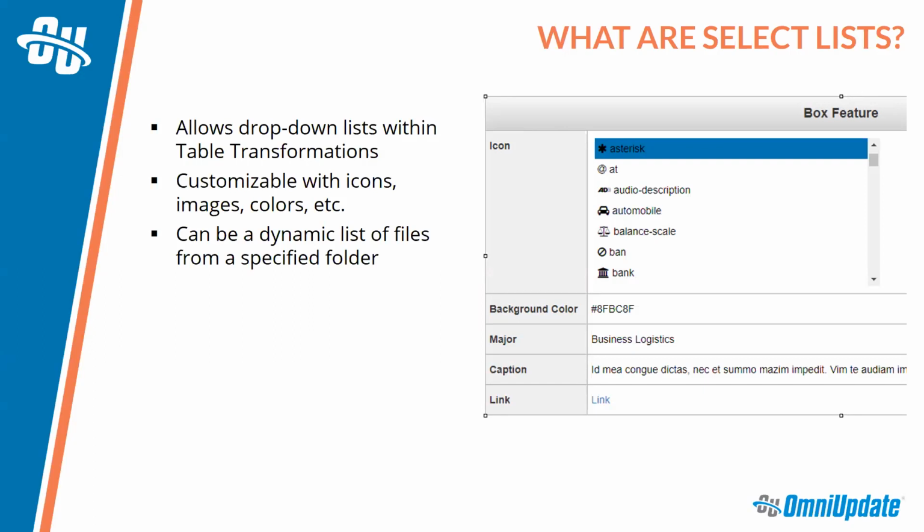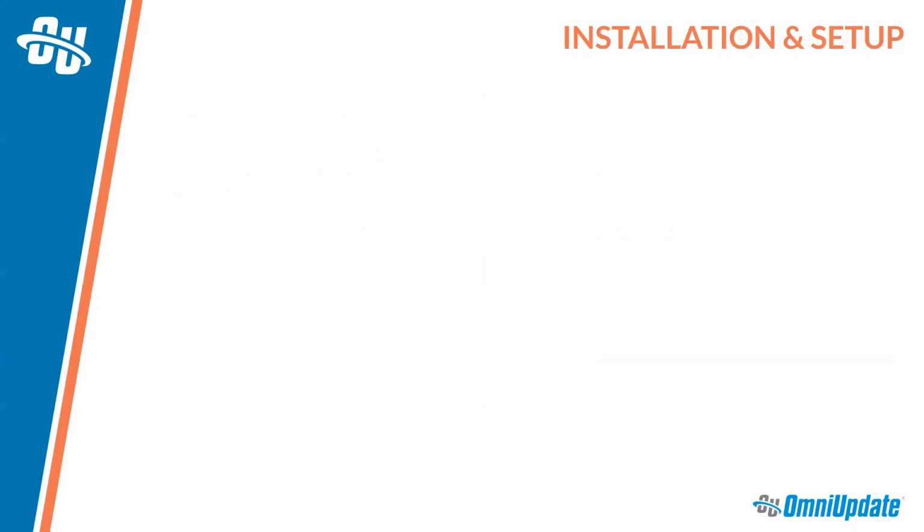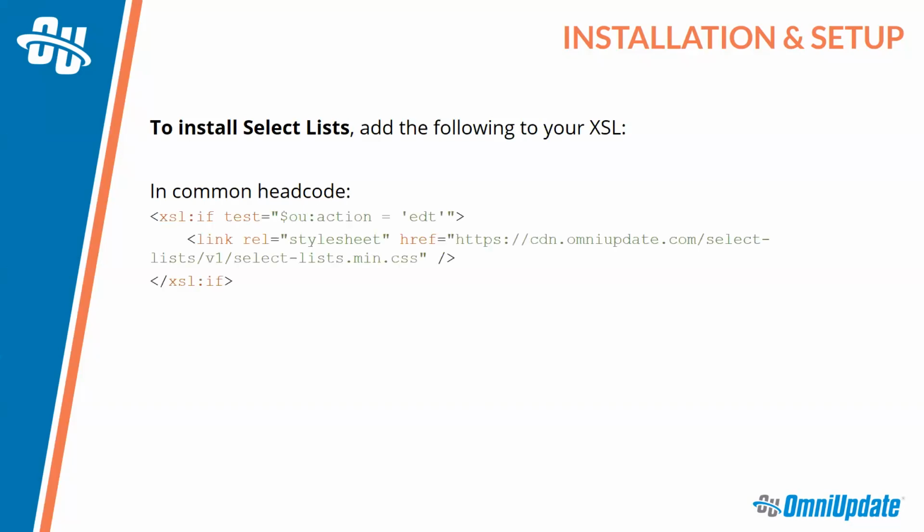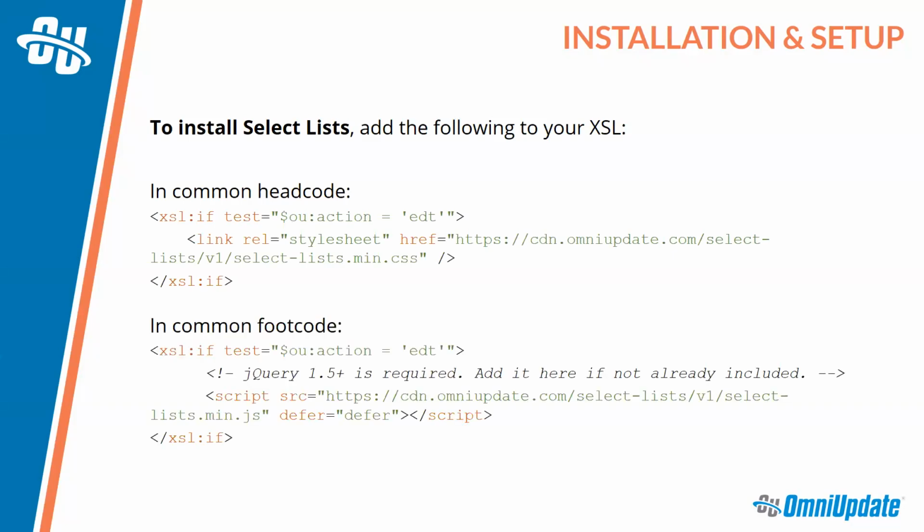So now that we see what they are and what they look like, let's look a little bit more into how we actually set those up. If you don't have it already in your implementations, and some of the newer implementations actually have this, you just have to add the following lines to your XSL to be able to have the library available to you. Somewhere in your head code, usually in the common head code area, there just needs to be a reference to the select list CSS. And then in the foot code, we need to have a reference to the JavaScript that actually controls it.